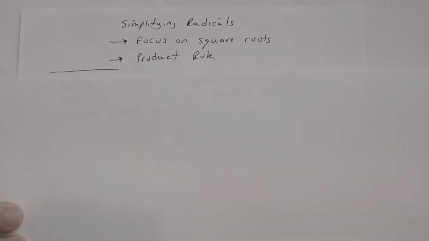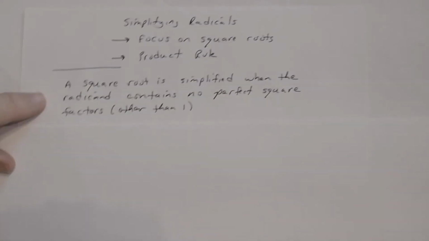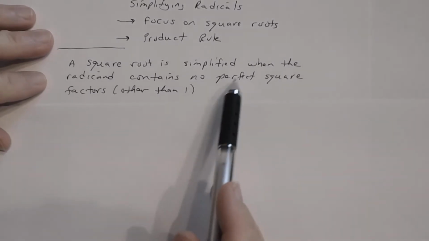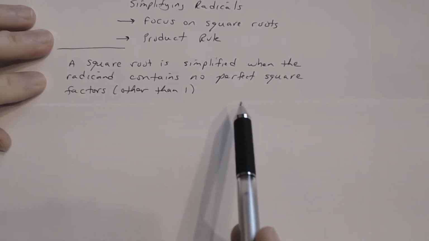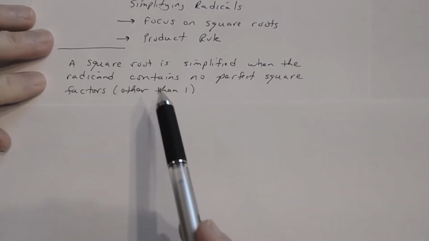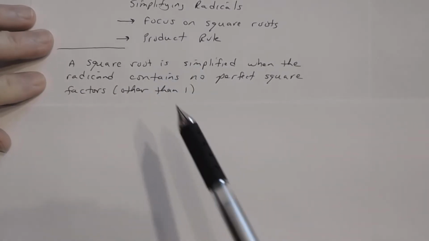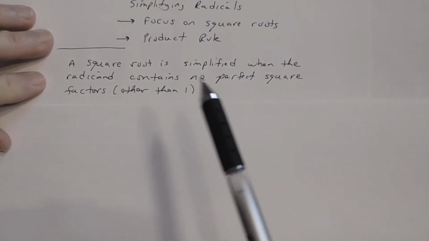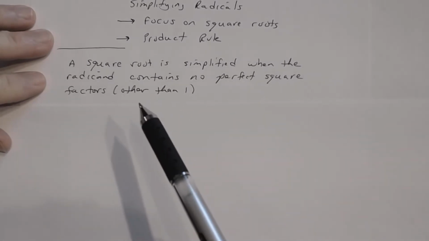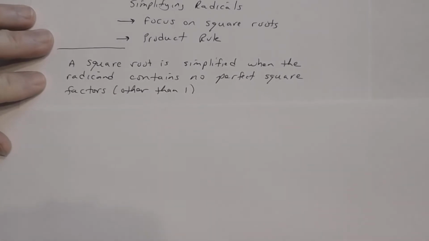Let's first review something from a previous lesson: a square root is simplified when the radicand contains no perfect square factors other than 1. So again, as we go through the process and use the product rule, a square root is simplified when the radicand contains no perfect square factors. All right, so remember your perfect squares.